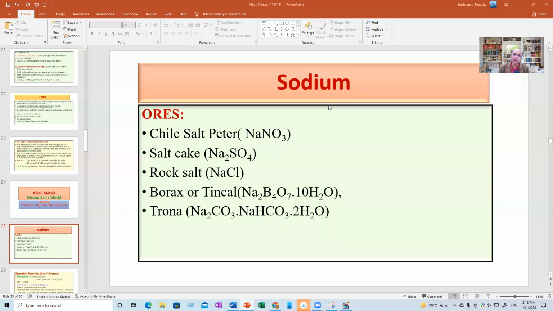Sodium is a very common element. So many minerals and ores are available, like Chile saltpeter, salt cake, rock salt, and borax, also called tincal. It is the decahydrate of sodium tetraborate. Trona is a double compound of sodium carbonate and sodium bicarbonate dihydrate. And many others.